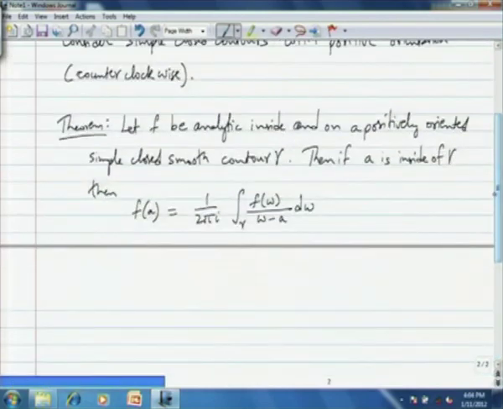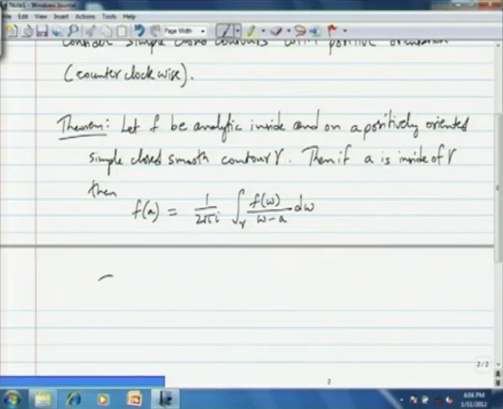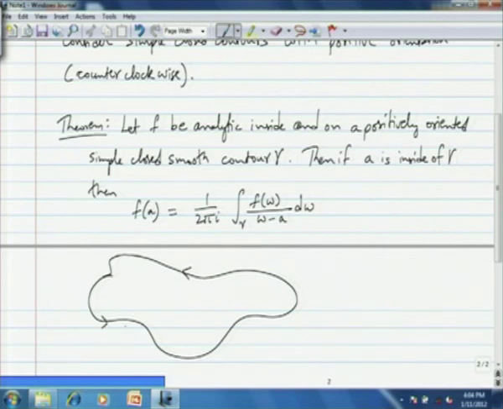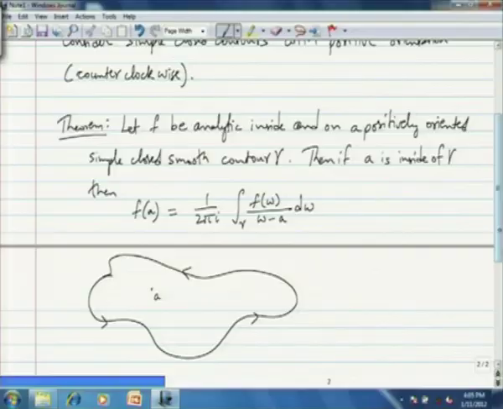The requirement that the contour gamma is smooth can be dropped. We can assume a piecewise smooth contour, but for simplicity, I'll assume a smooth contour. The intuitive picture we can keep in mind is the following. Here is a schematic. Suppose this is a simple closed contour oriented in the counterclockwise direction, and a is a point inside. f should be analytic inside and on the curve, which means it is analytic in an open set containing the curve gamma and its inside. Then the value of f at the point a is given by the integral on the right hand side of the statement of the theorem.